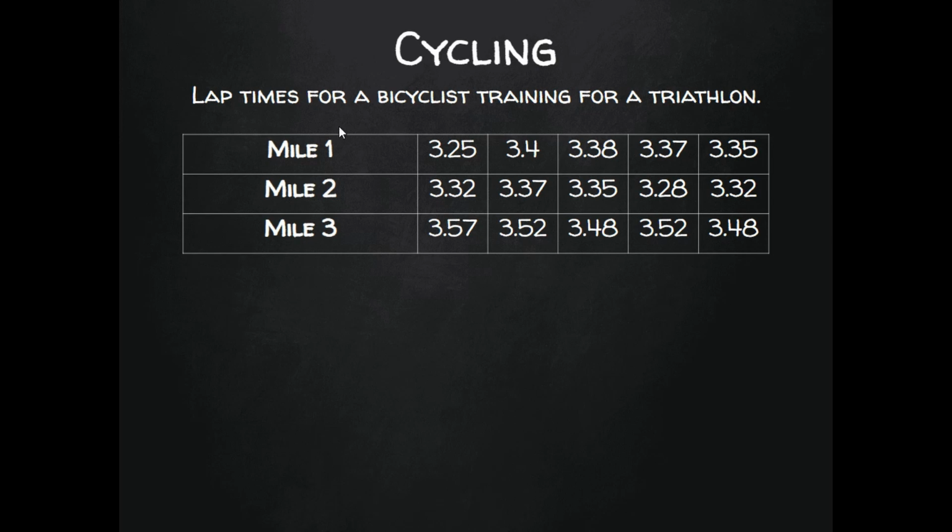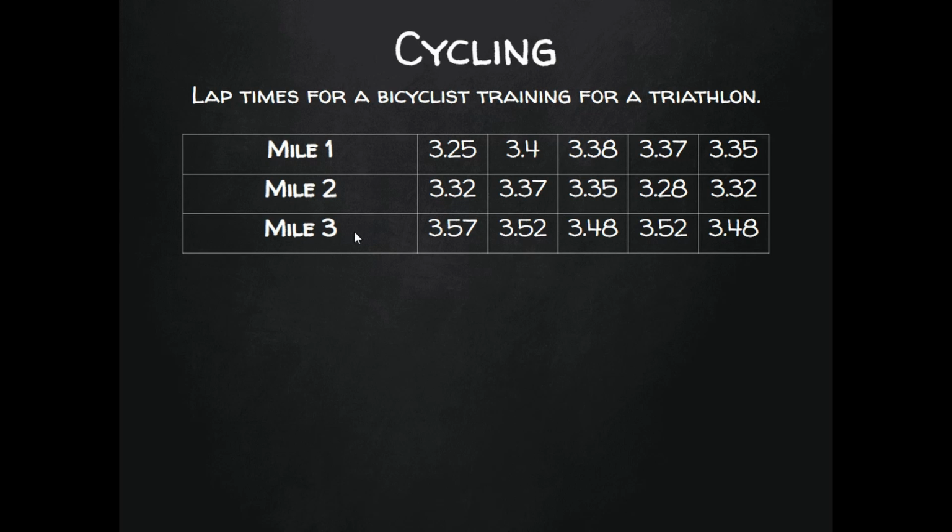So here what we have is for mile 1, we have a list of 5 times. In mile 2, we have a list of 5 times. In mile 3, we have a list of 5 times. Now this cyclist wants to compare the mean times for these 3 different miles.